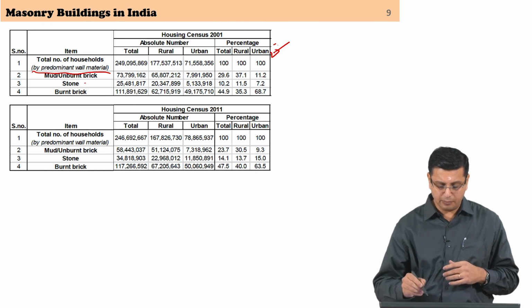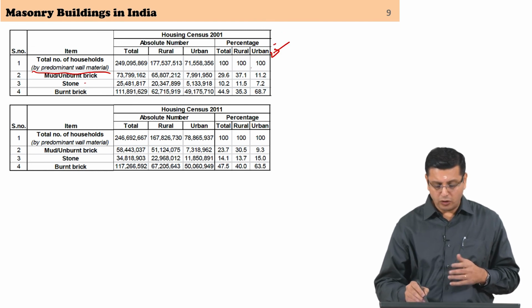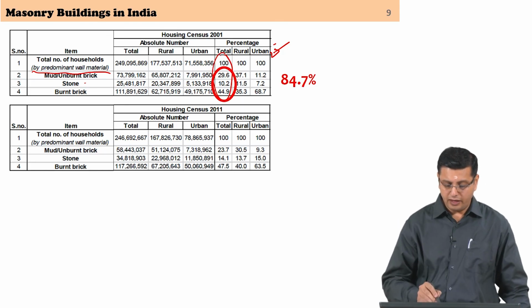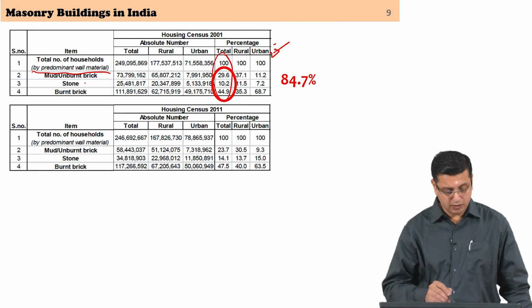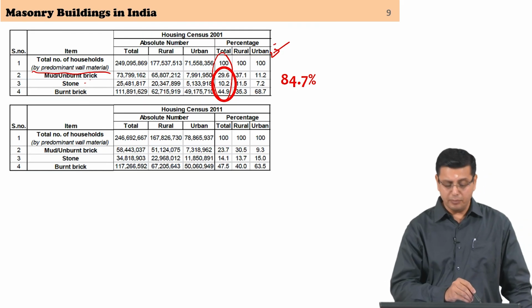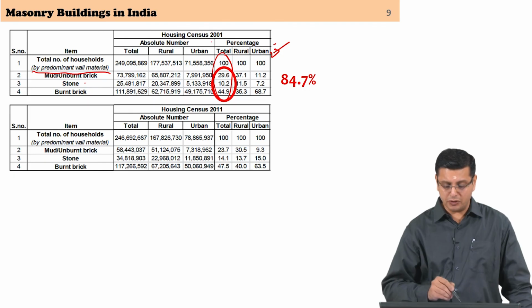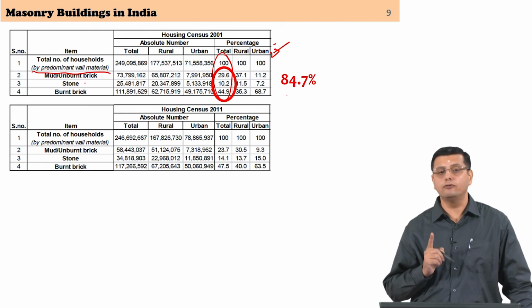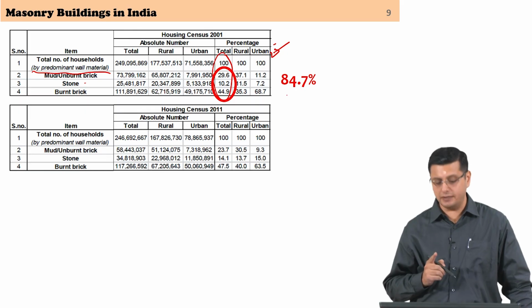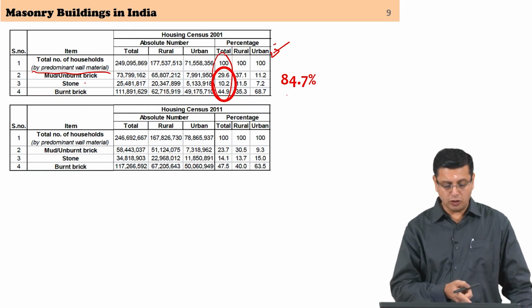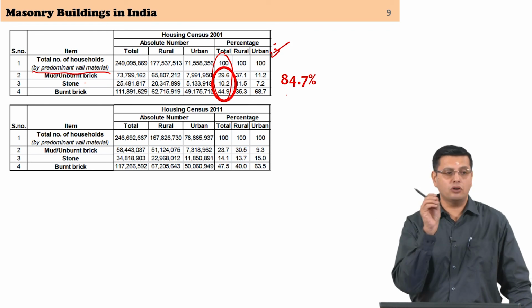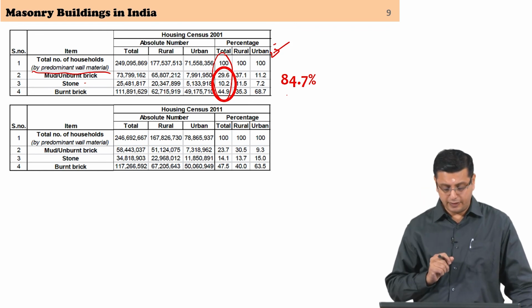Now, if you were to examine the percentages, out of 100% of these, if you add up the percentages of unburnt brick, stone and burnt brick for the 2001 census, we get a total of 84.7%, meaning 84.7% of the built stock of this country running to millions. We are talking of a total of 249 million houses. These are houses housing families of 4 to 5 people. That is how the calculation is.